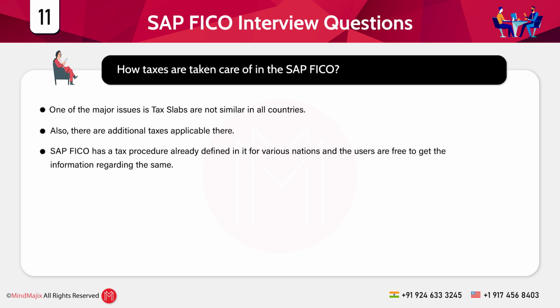The next question is, how are taxes taken care of in SAP FICO? One of the major issues is the tax slabs, which are not similar in all of the countries. Also, there are additional taxes applicable there. SAP FICO has a tax procedure already defined in it for various nations, and the users are free to get the information regarding the same. The tax amounts can be set to default, or the users are free to make changes in them as per their requirements and convenience. Thus, taxes are not an issue with SAP FICO.